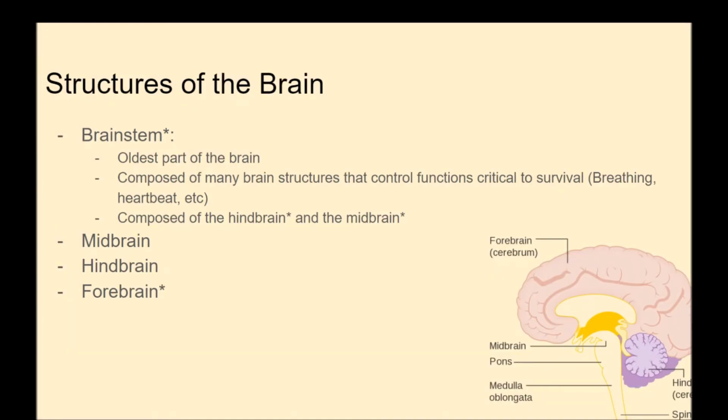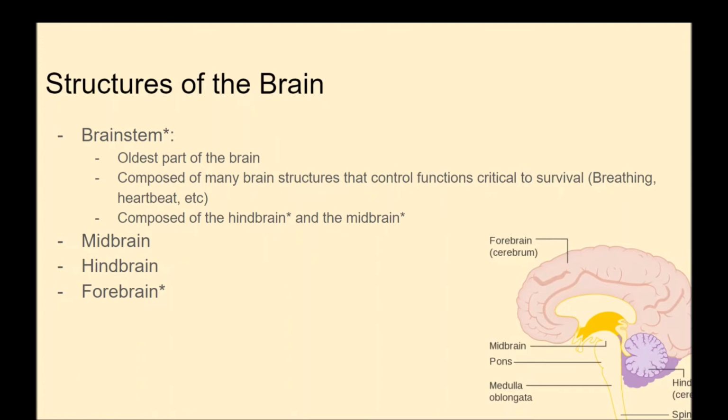So then we get to the structures of the brain. There's a big list of brain structures you're going to need to know, but they're all subcategories of these four. So there's the brainstem, which is the oldest part of the brain. It's composed of many structures that control functions critical to survival, such as breathing, heartbeat, things like that.